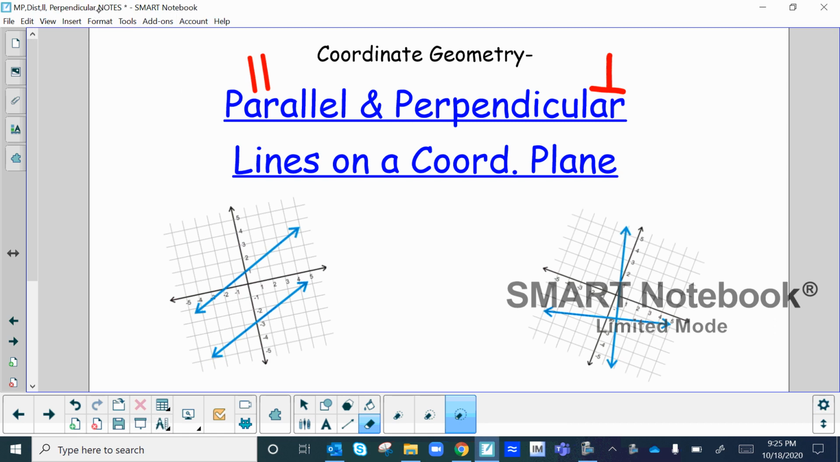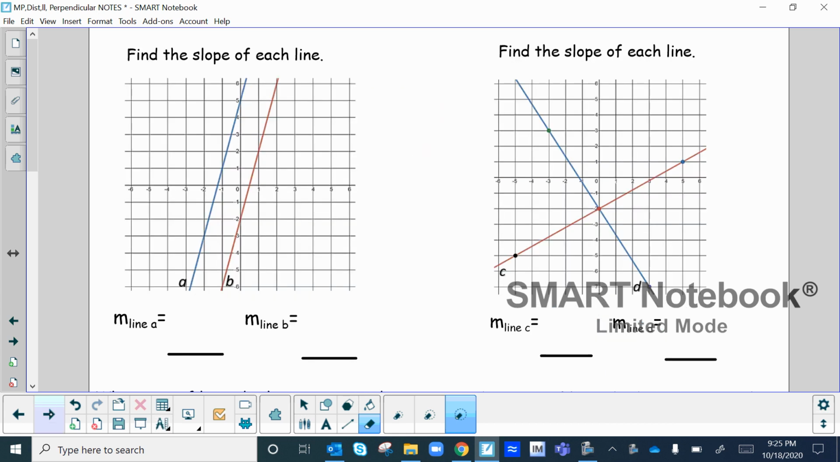Okay, guys, so continuing with coordinate geometry, we are now going to talk about parallel and perpendicular lines, okay? But this time they're going to be on a coordinate grid or a coordinate plane. So let's start off with reviewing slopes of a line, okay? So you should be pretty good at that because that's from Algebra 1.